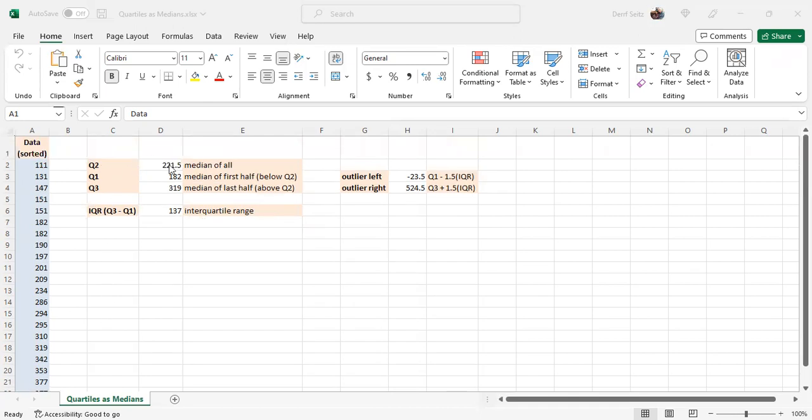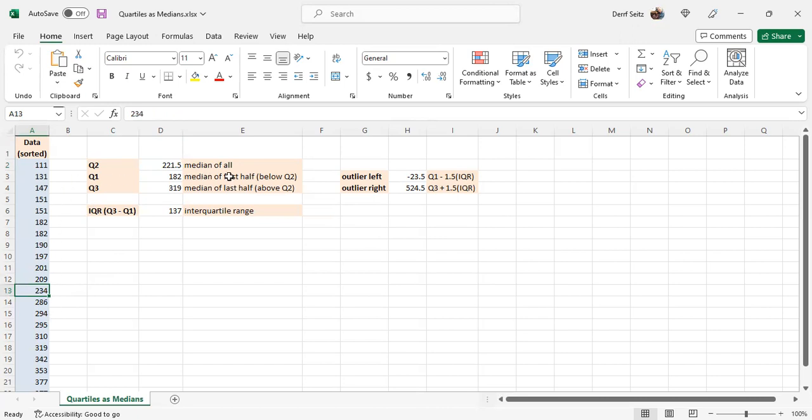And we'll start right here at the top. The procedure begins with Q2. That's why it's listed first. Calculate the median of the data set. The range here represents the data set. 221.5 is the answer. 221.5 is between 209 and 234.